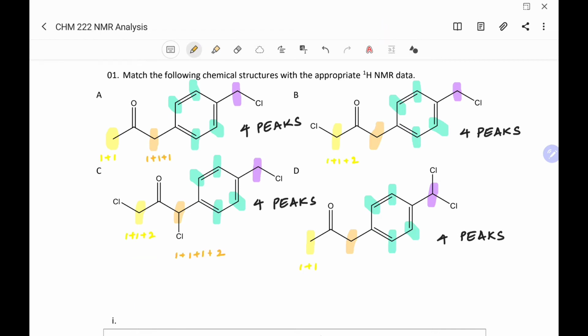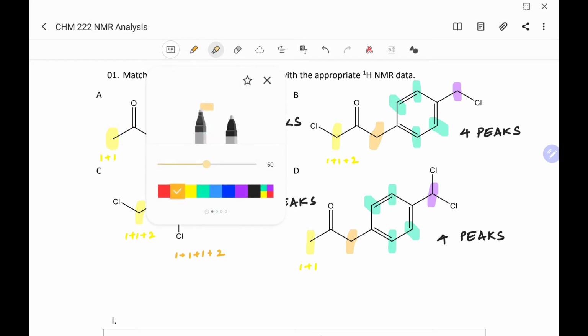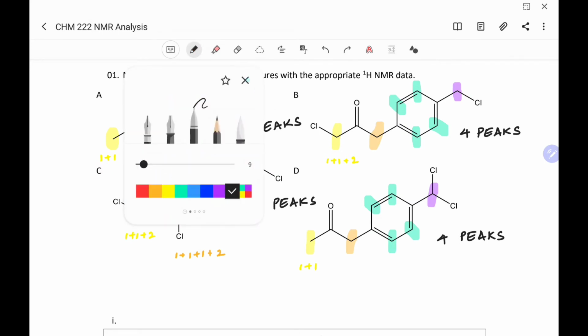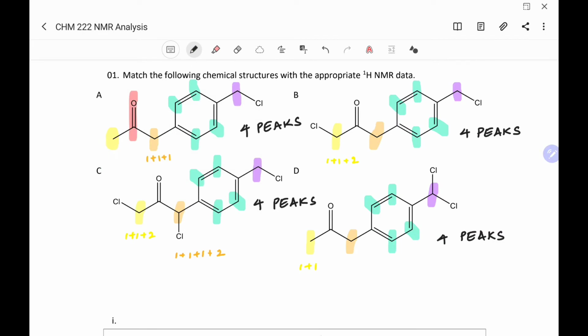All right, so first let's look at the first molecule, A. The CH3 group right here has a vinylic group next to it. Vinylic groups are +1, so you are adding +1 to 1. It should be around 2 ppm. So these yellow hydrogens should be around 2 to 3 ppm.